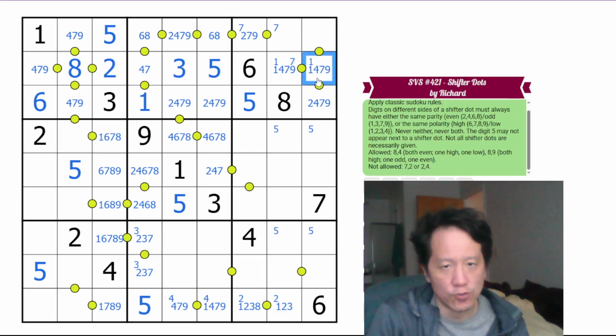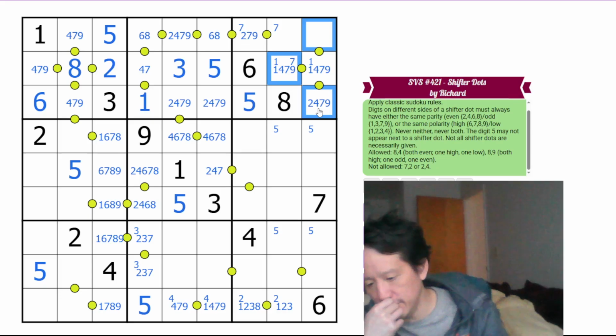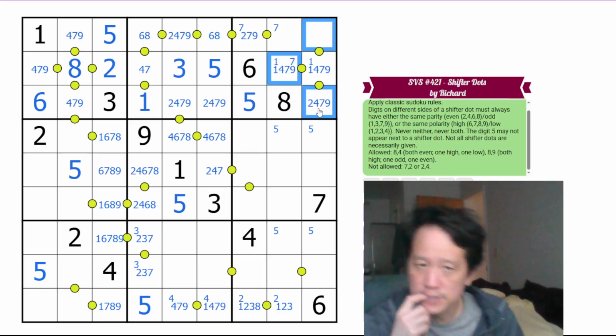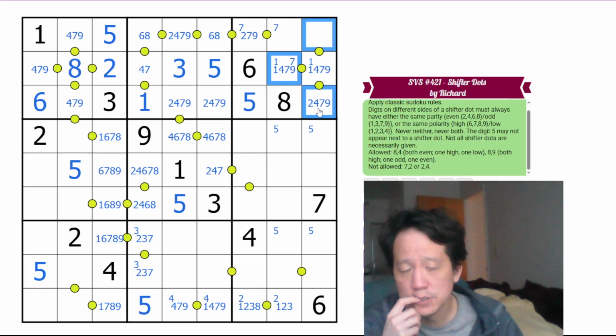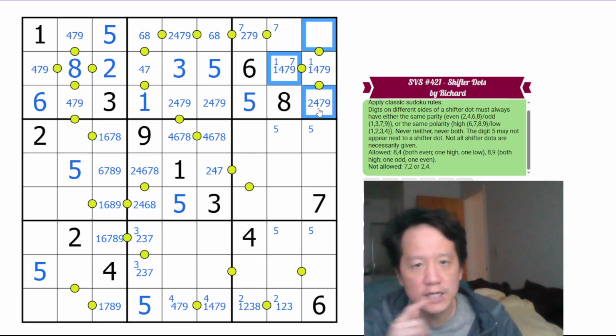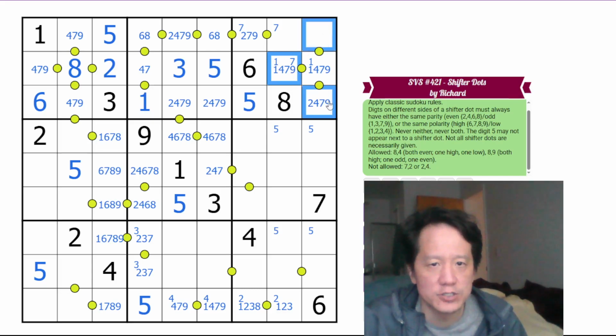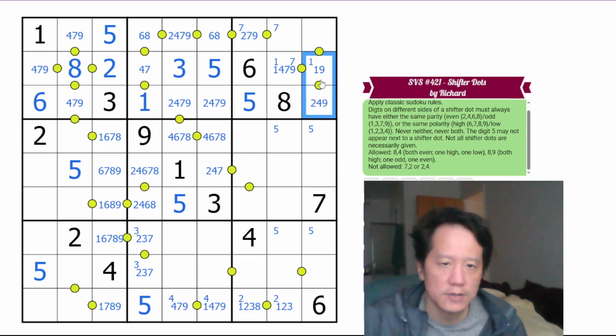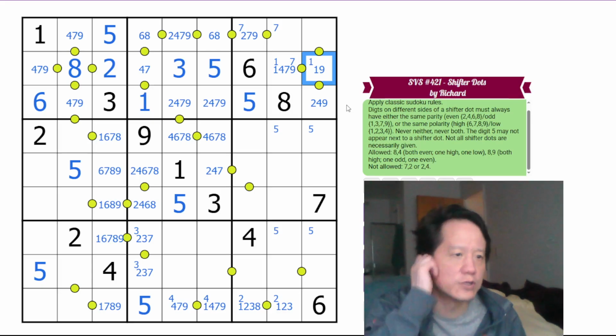If this were 4, you'd have 3 digits. You can't have 2 there. You'd have to have either low odd digits or high even digits, but there are no high even digits possible, and you would only have 2 low digits, so this can never be 4. This can't be 7 either. So this is 1 or 9 here.